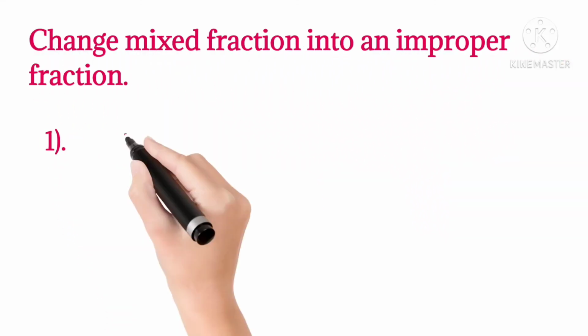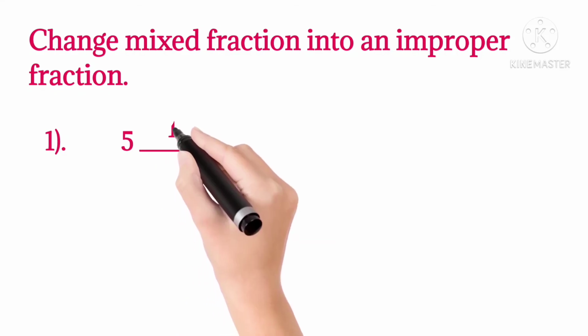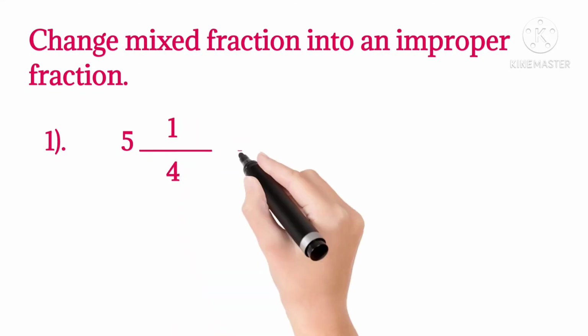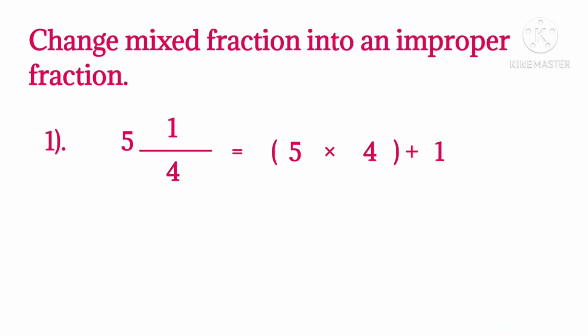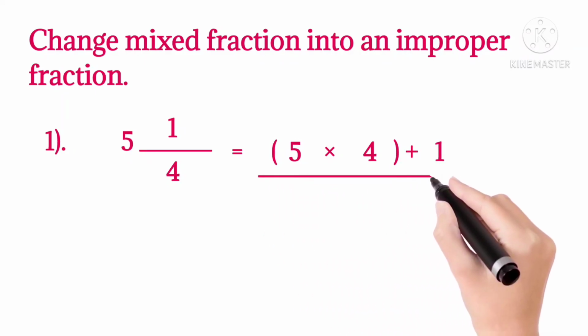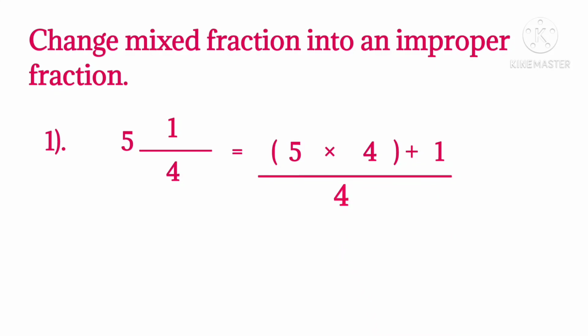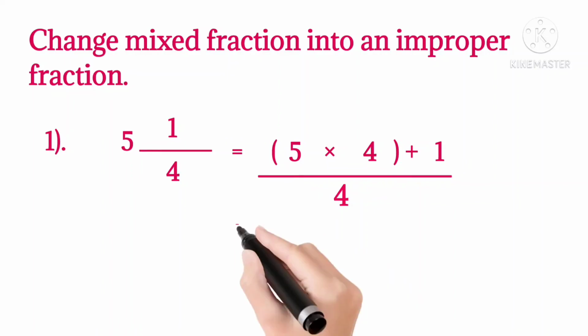Next, change mixed fraction into an improper fraction. First question, 5 and 1 by 4. How can we change it into an improper fraction? First, multiply the whole number part by the fraction's denominator. Then add that answer to the numerator. That is 5 into 4. 5 is the whole number, 4 is the denominator, plus 1, that is the numerator, by 4. The denominator again will be the same.